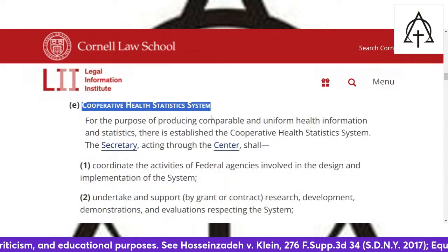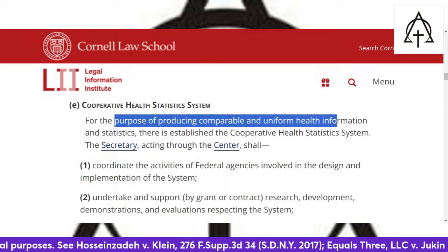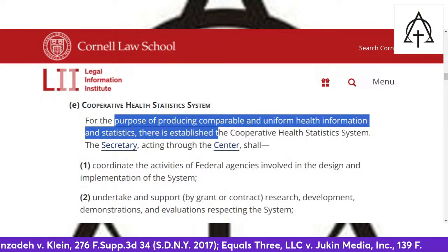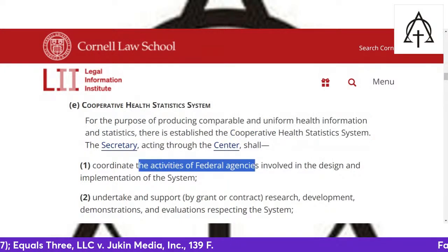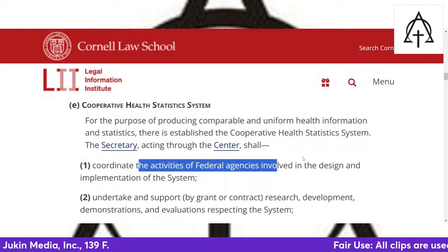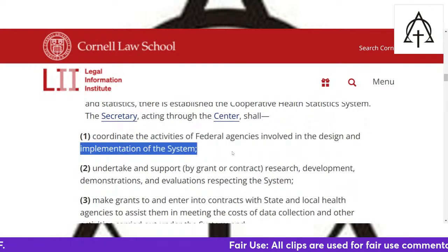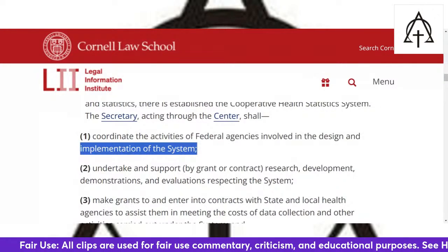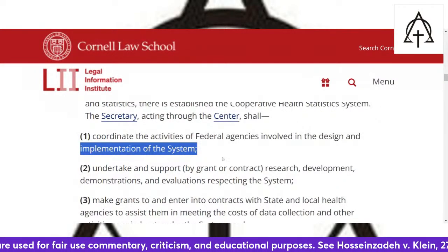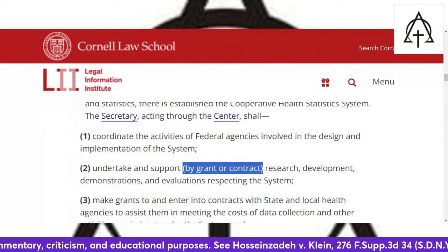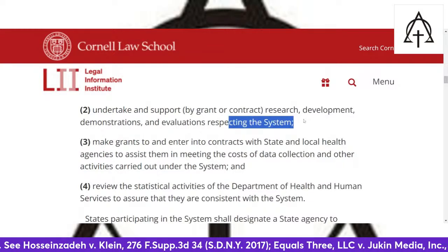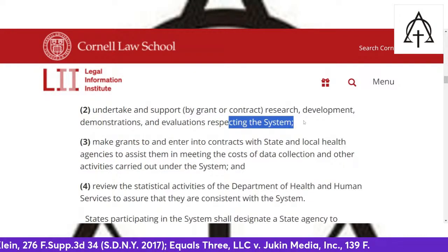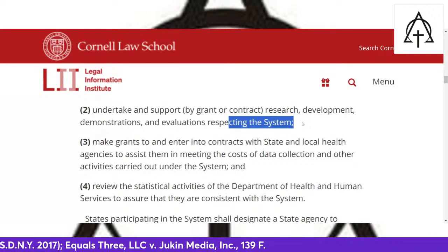Cooperative health statistics system. For the purpose of producing comparable and uniform health information and statistics, there is established a cooperative health statistics system. The Secretary acting through the Center shall coordinate the activities of federal agencies involved in the design and implementation of the system, meaning that it has to be in contract form. It has to be granted or contracted, just like it says, undertake and support by grant or contract. Research, development, demonstrations, evaluations respecting the system, not your health.